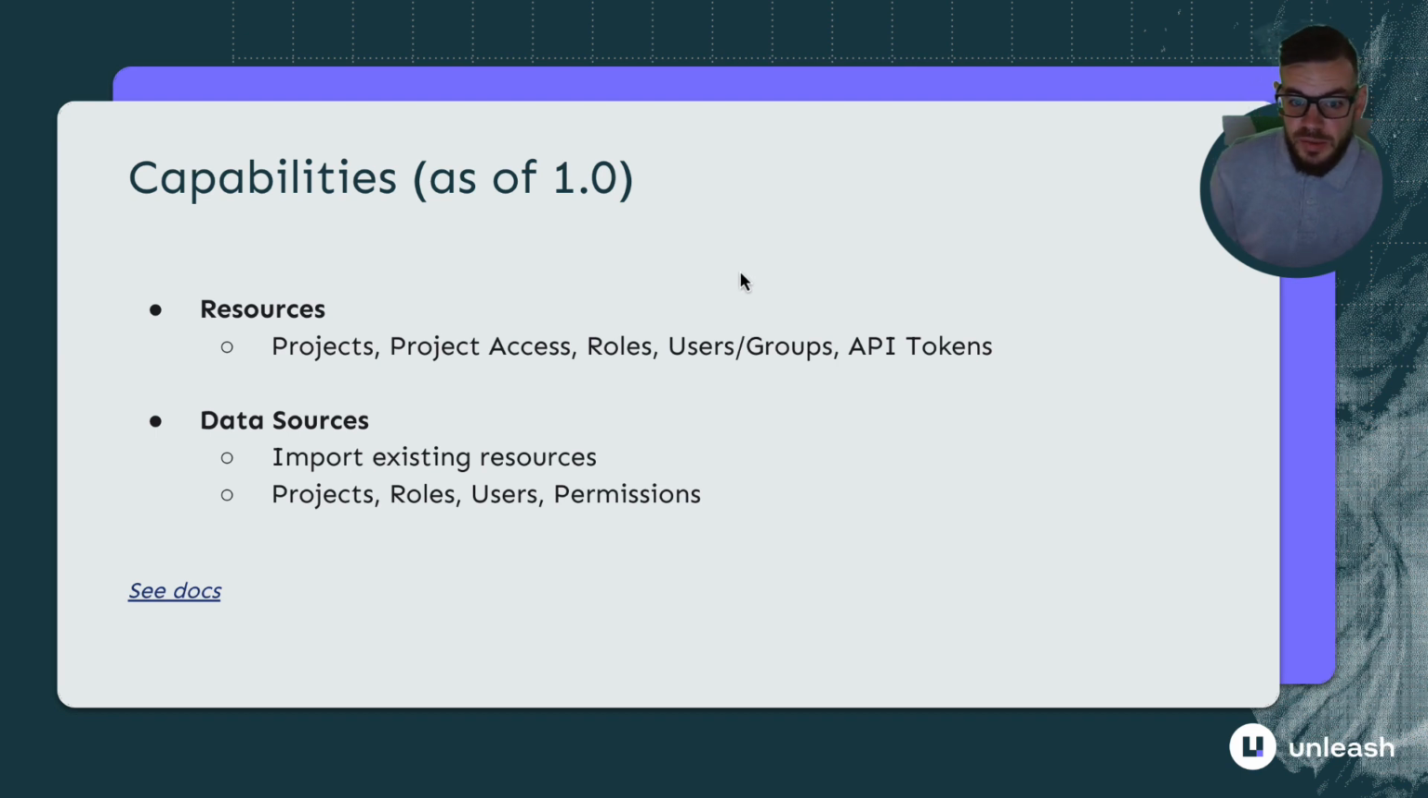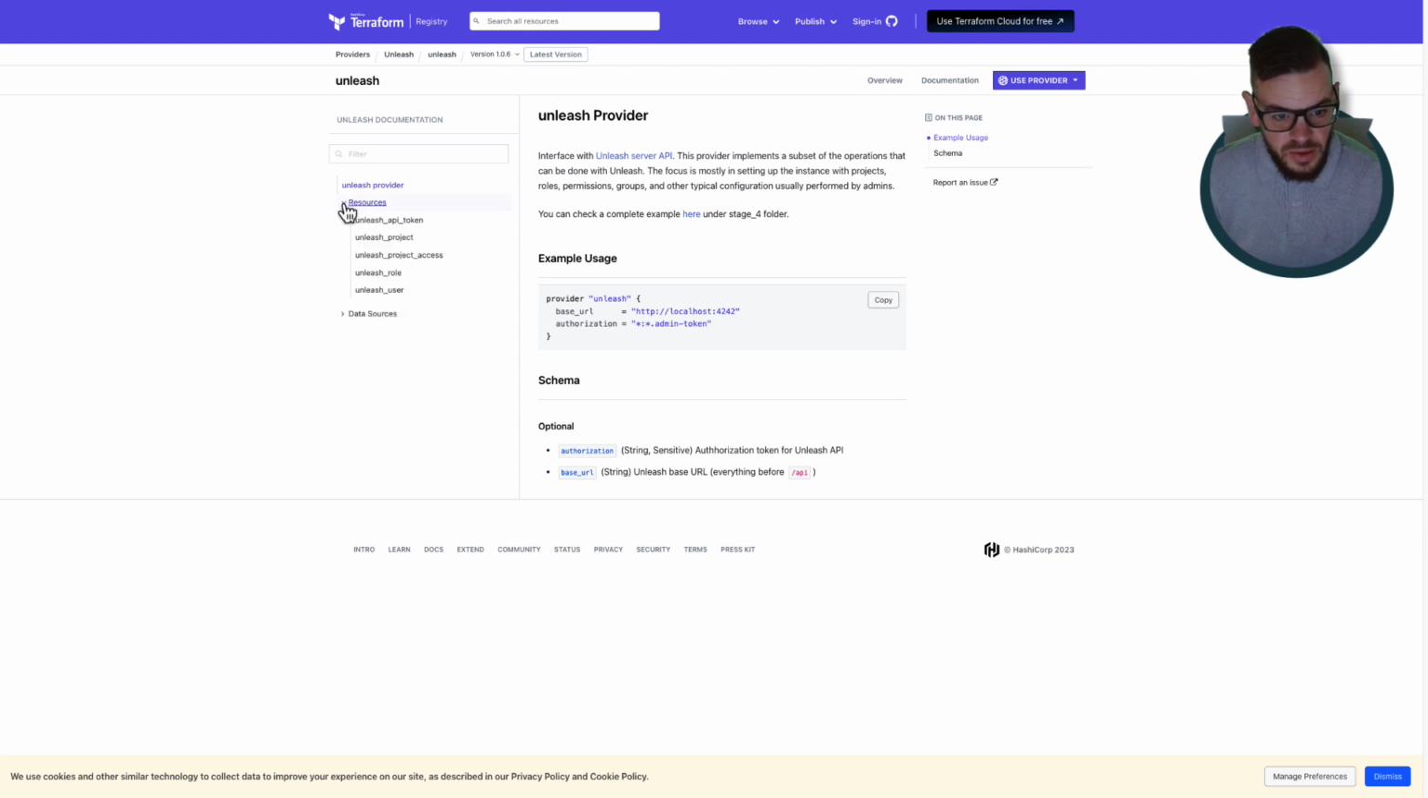What Unleash objects can you manage using the Terraform provider? You can create new projects, project access assignments, create roles, users, groups, and API tokens. In addition, the provider supports the importing of existing resources for Terraform-driven management, including projects, roles, users, and permissions. Take a look at the docs hosted on the Terraform registry for more on these. We'll explore these resources and data sources in more detail over the following few slides.